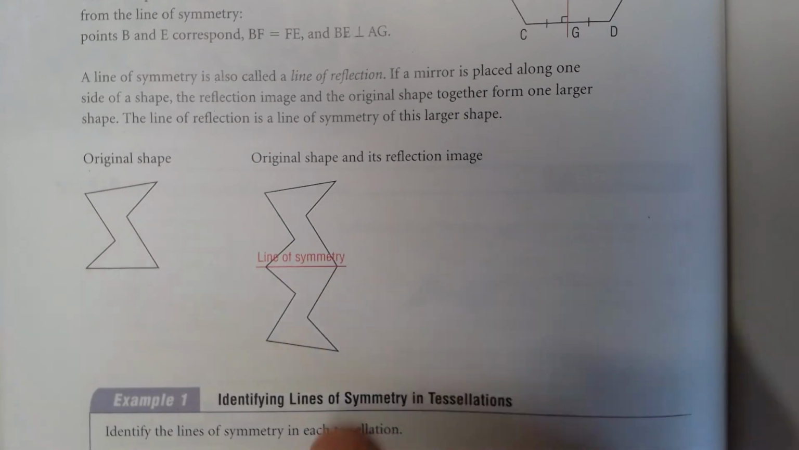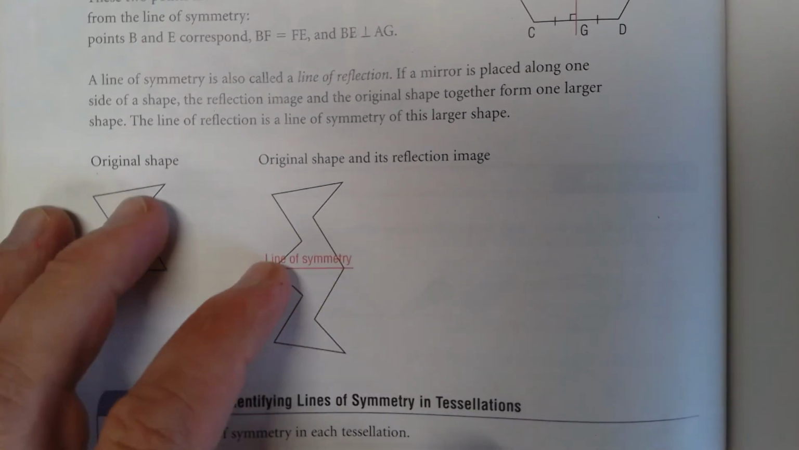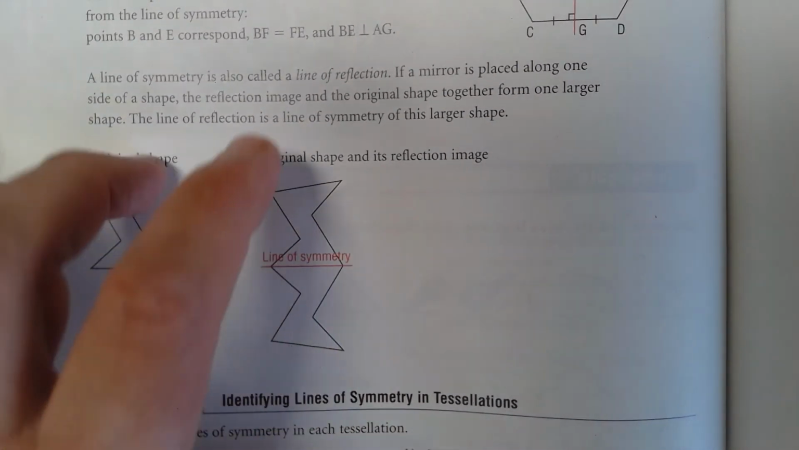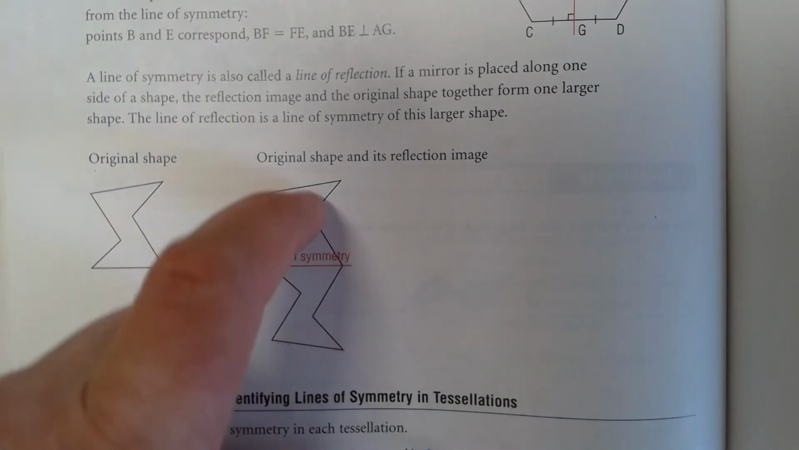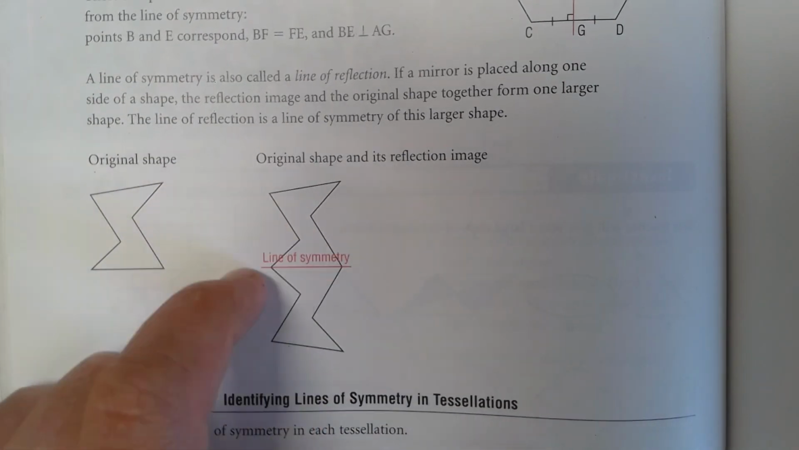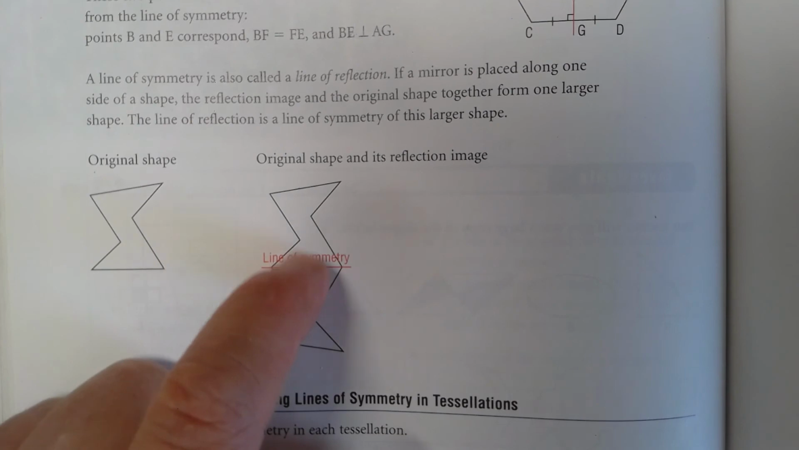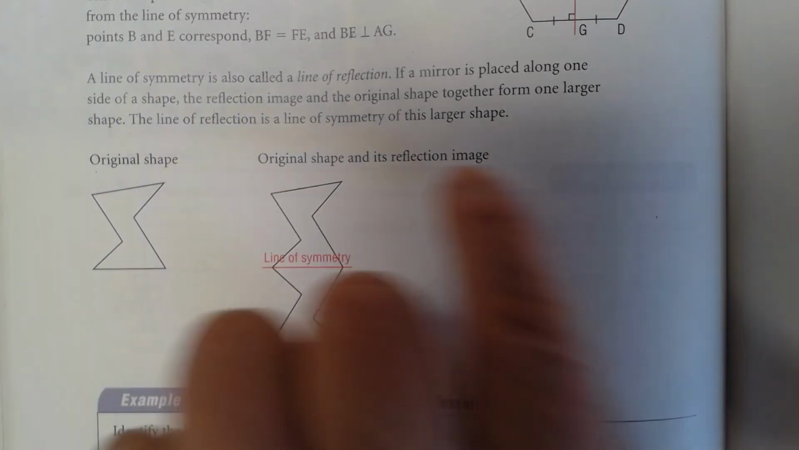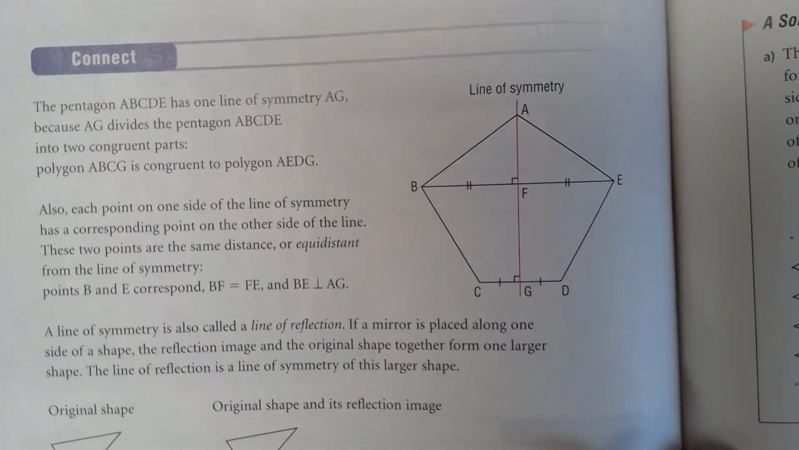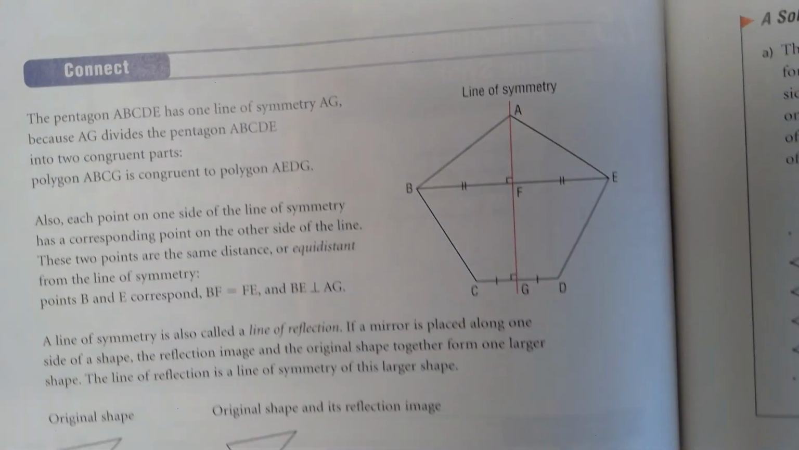So reflection, this is a line of reflection, is where it cuts it in half. And so then you have two equal shapes. One is a mirror reflection of the other, and this is the line across which they reflect. Same with this shape here. There's your line of reflection.